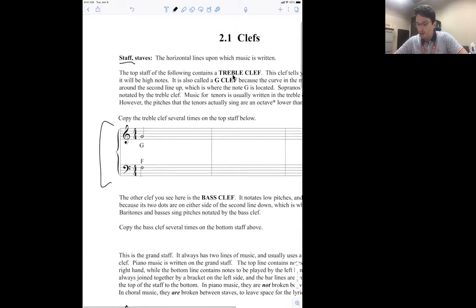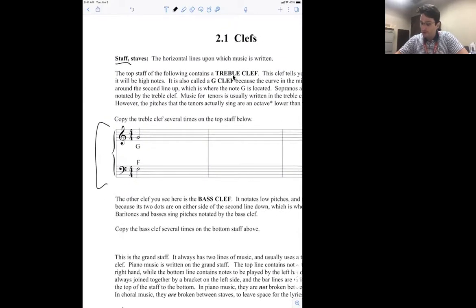Okay, so the treble clef, you're going to copy that a couple times right here. When I draw the treble clef, I like to draw a little dot and then do a little fish hook that goes right above the staff. Then I do a little curly Q or a half heart right there, wrap it around, and then I do a curly Q around that second line. And again, it's called the G clef.